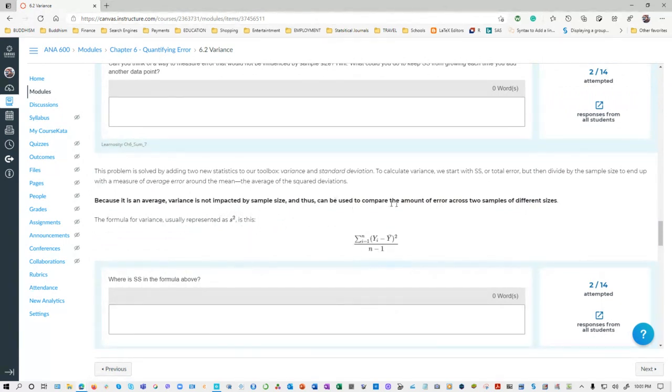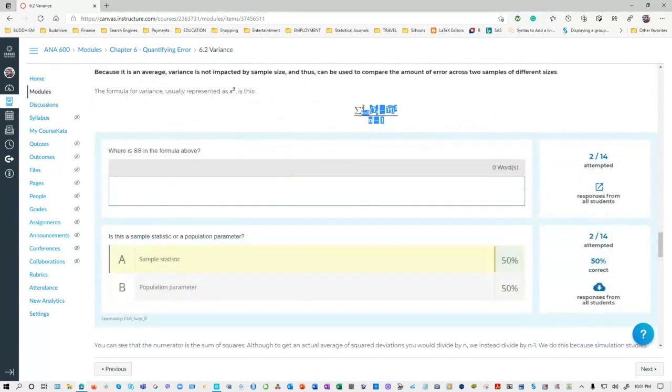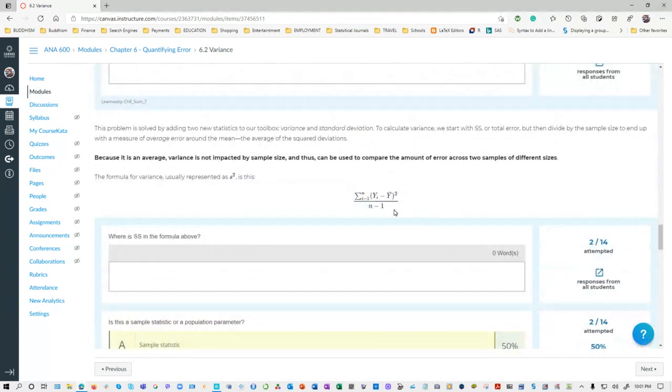Degrees of freedom. So look at the formula. This top part is nothing but the sum of squared residuals, the sum of squared error, divided by n minus 1. They denote this by s squared. Where is SS in the formula above? The top part. SS stands for the sum of squared residuals.